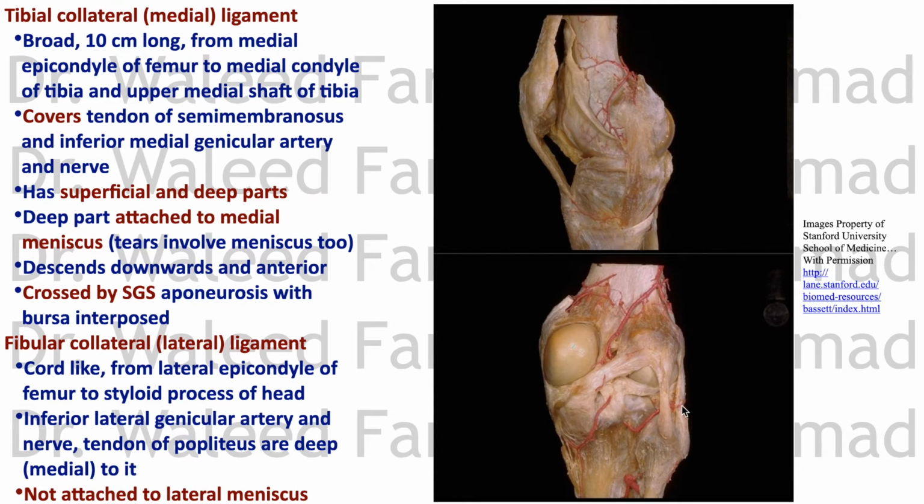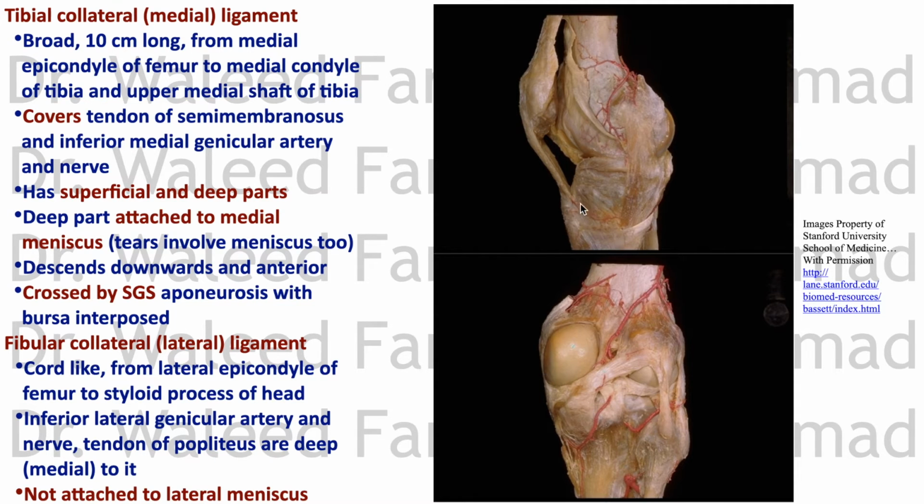The fibular collateral ligament, on the other hand, runs from the lateral epicondyle of the femur to the styloid process of the fibula. It's cord-like. It's not a band, it's not ribbon-like, it's cord-like and tough. The inferior lateral genicular artery and nerve and the tendon of popliteus are deep to it. We saw the tendon of popliteus entering the knee joint, and it's not attached to the lateral meniscus.